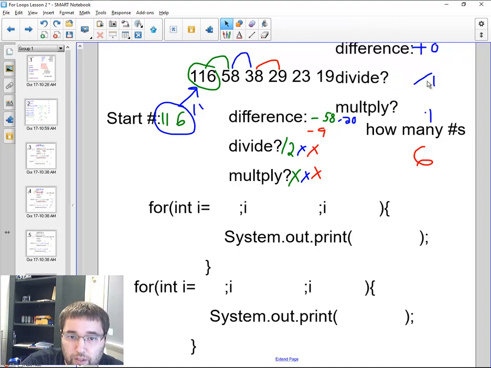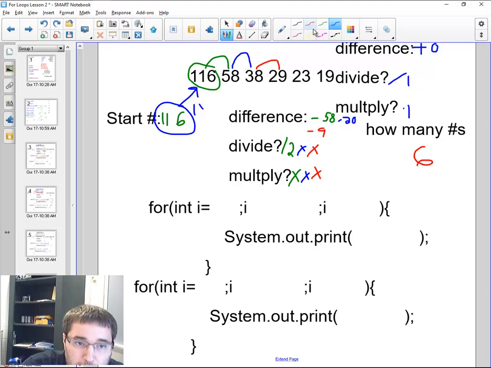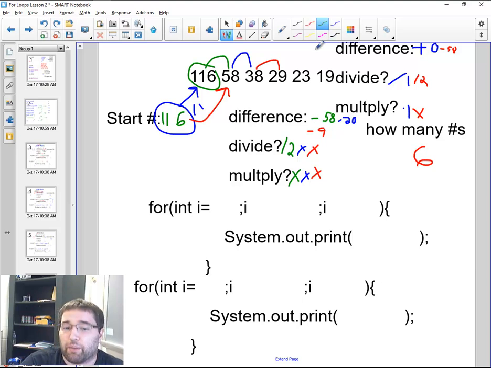So let me make this a little bit cleaner. Now we want to go, and I'm going to change color so you can see it, 116 to 58. Well, we already did that. We subtract 58, we divide by 2, and we can't multiply. We can multiply by a fraction, 1/2, but that's dividing, so we're not going to do that. How do I get from 116 to 38? Well, I can subtract a lot higher than 58, or I can divide by 3.